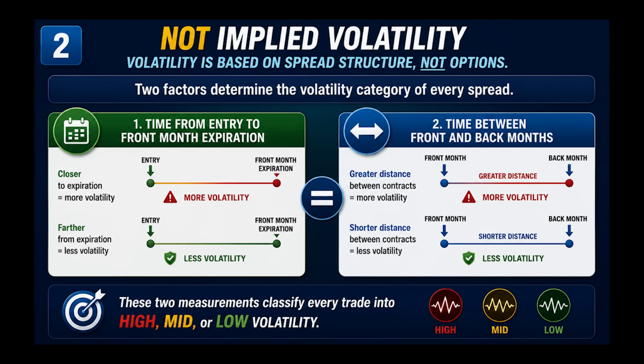So what is volatility? The volatility we're discussing is not implied volatility like options traders use. Instead, it's determined by two characteristics of the spread itself. First is the time from the trade entry until the front month contract expires. The second is the time between the front month and the back month contracts. These two measurements allow every historical trade to be classified as high, mid, or low volatility.